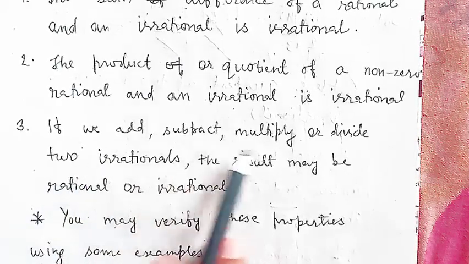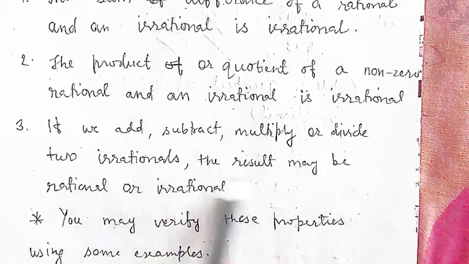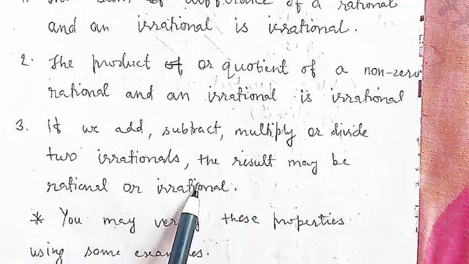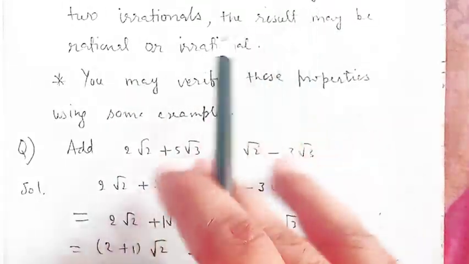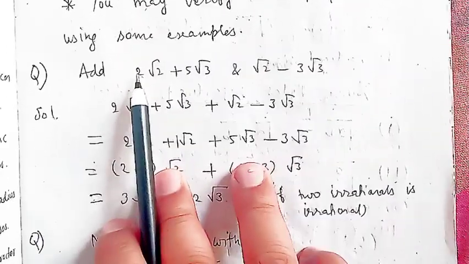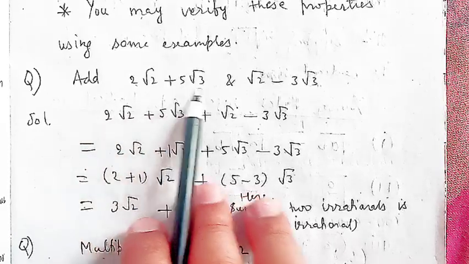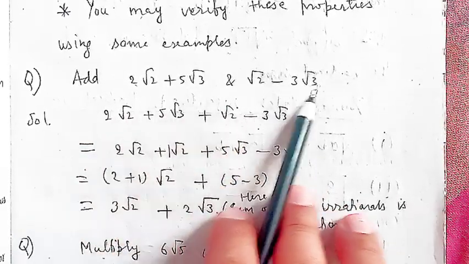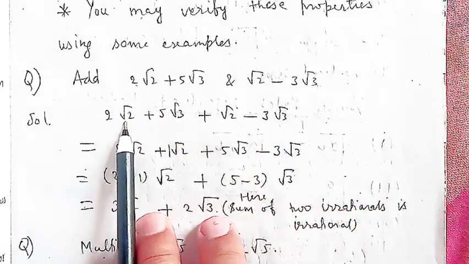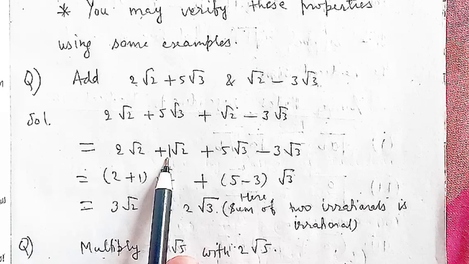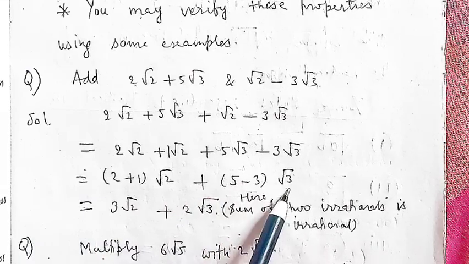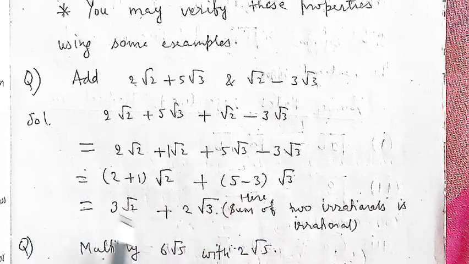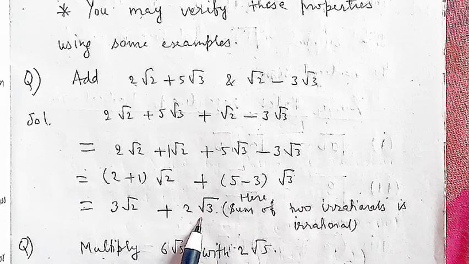If we add, subtract, multiply, or divide two irrationals, the result may be rational or irrational. Let us see an example for this. You may verify these properties using some examples of your own. Now let us take this addition: 2 root 2 plus 5 root 3, and root 2 minus 3 root 3. Here these two numbers are irrational. If we add these two, then 2 root 2 plus root 2. Before root 2, 1 is hidden. So on taking root 2 common, we get 2 plus 1. Then on taking root 3 common, we get 5 minus 3. So 3 root 2 plus 2 root 3.